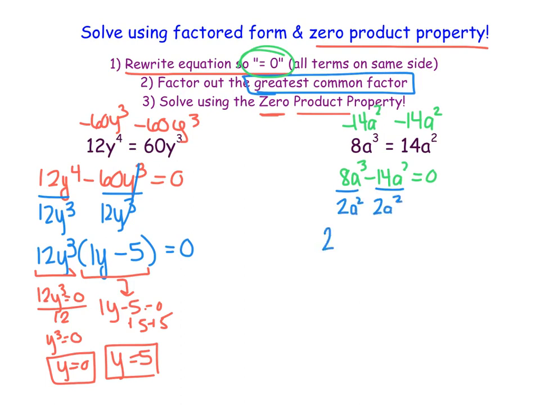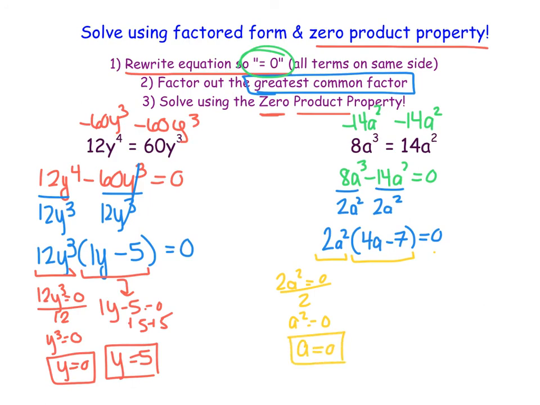So I factor out a 2a squared. That leaves me with 4a minus 7 is equal to 0. Well, now I have the zero product property because I have something times something is equal to 0. So I set each part equal to 0. Divide by 2. I know the only thing times itself that will give us 0 is 0 itself. So one option is a equals 0.